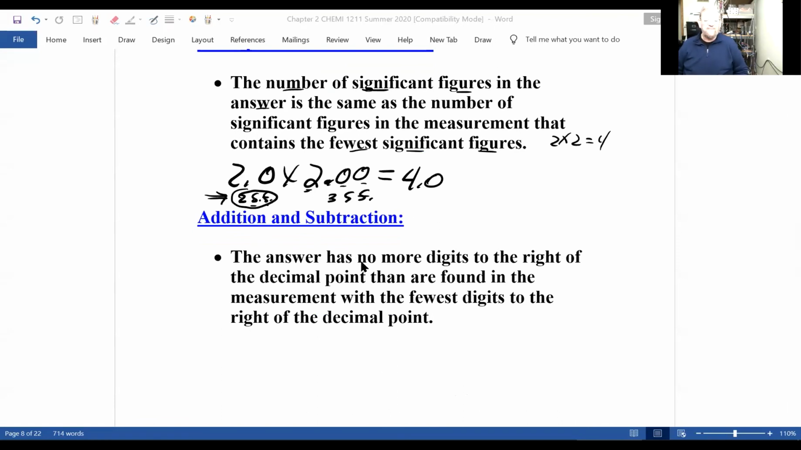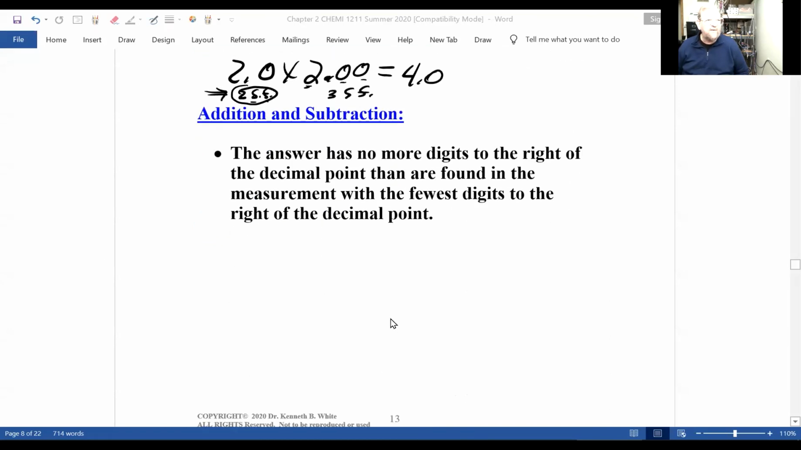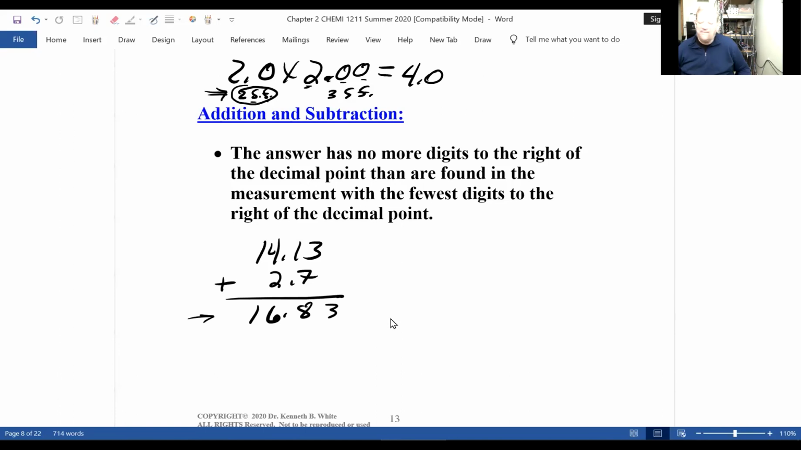Now, addition and subtraction is different. It took me a while to wrap my head around this one. The answer has no more digits to the right of the decimal point than are found in the measurement with the fewest digits to the right of the decimal point. Now here, we're only looking past the decimal point. If we're to add this up, normally you would put this down, but this would be wrong.